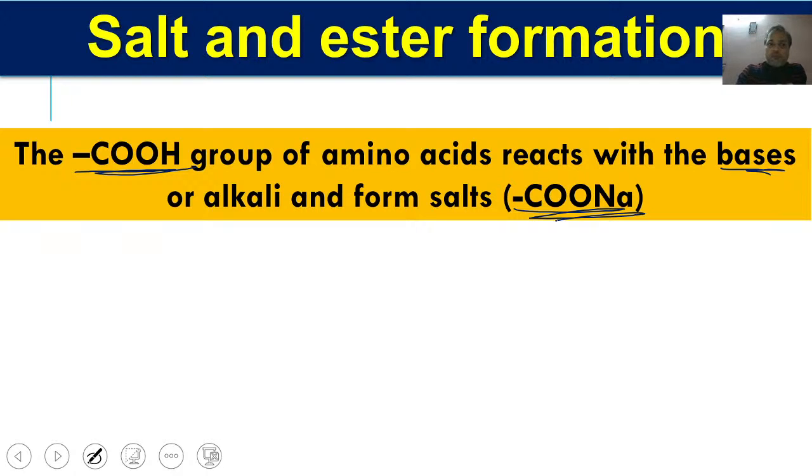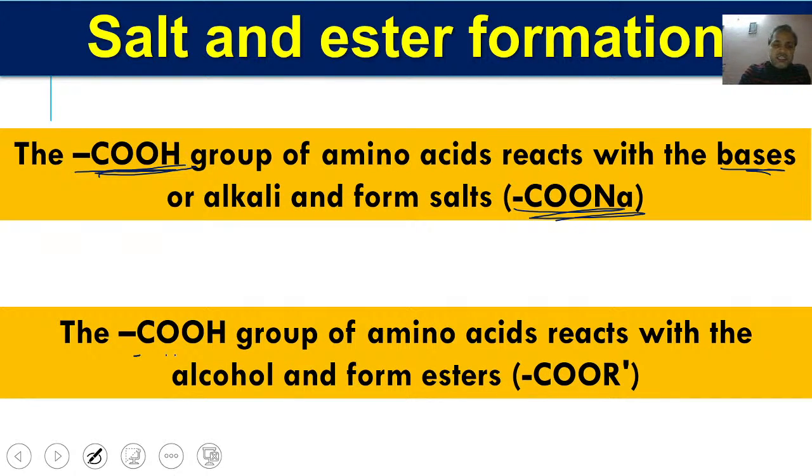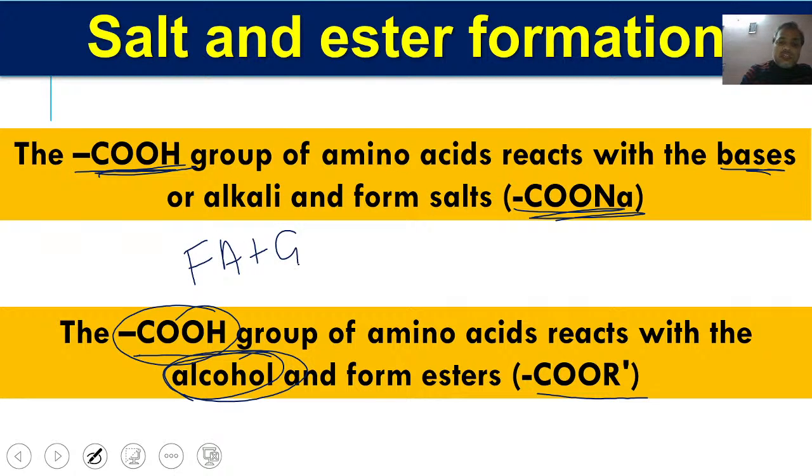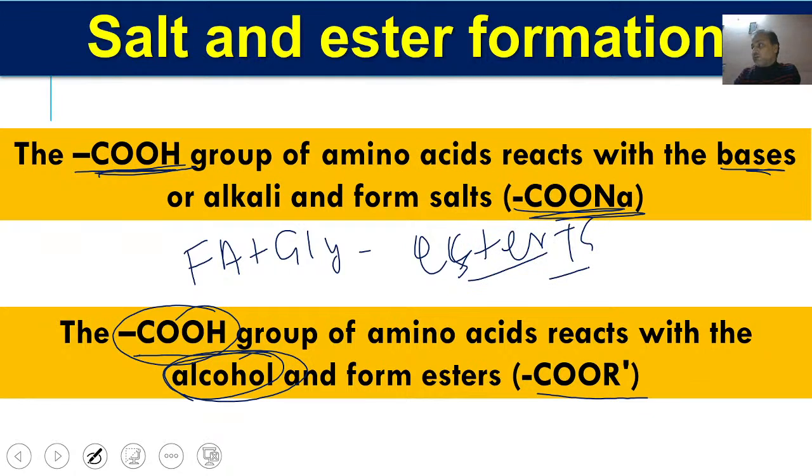The second important property of any acidic solution is that acid reacts with alcohol. Whenever acid reacts with alcohol, it will give you ester. We might have seen this in the case of fatty acid also. Fatty acid reacts with glycerol and gives you ester, that is your triglyceride.